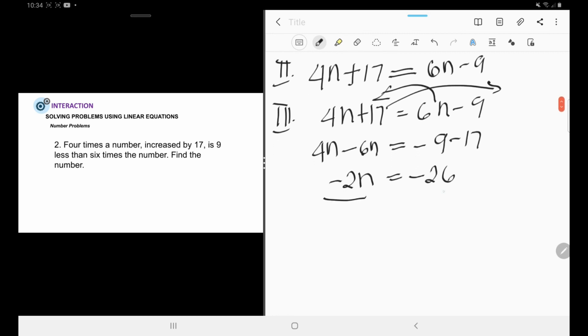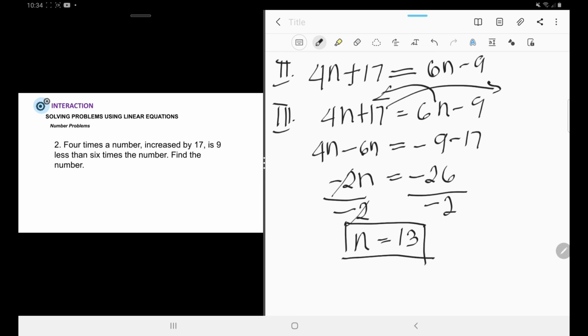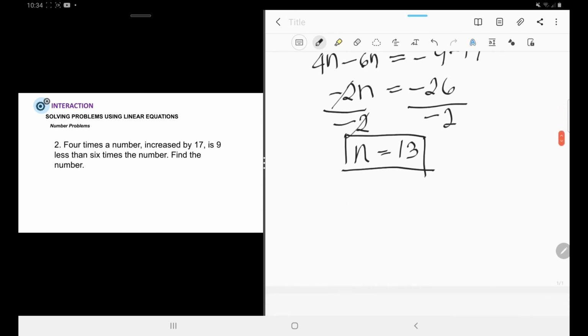And divide the equation by negative 2. So negative 2n divided by negative 2 is n. And negative 26 divided by negative 2 is positive 13. So this is the value of the unknown number. So n is equal to 13.